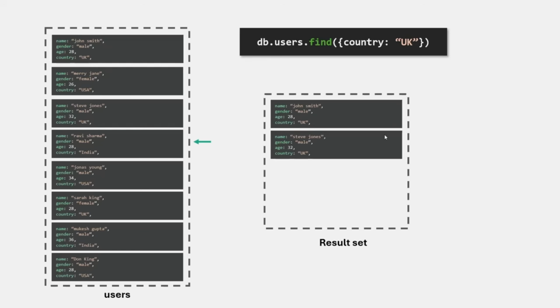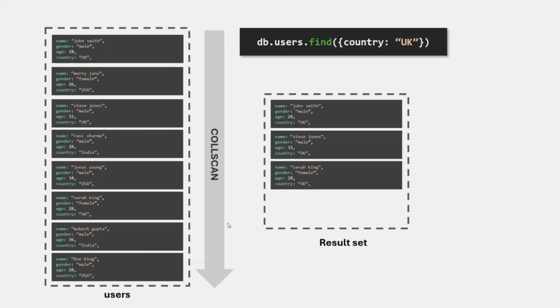Here the country is not UK, so again it will go to the next document. Here also the country is not UK, so it will go to the next document. Again here the country is UK, so this document will be retrieved. It will go to the next document. Here the country is not UK, and in the last document also the country is not UK. So it has retrieved 3 documents from this collection where the country is UK, and it has done that by going through each document in this collection one after the other. And this process is called a collection scan.